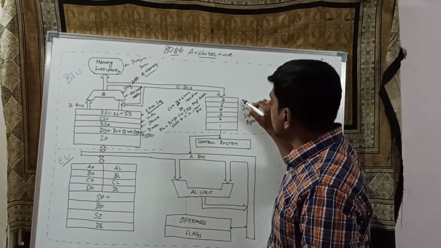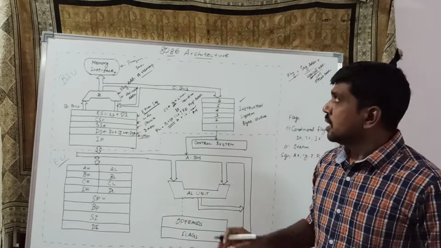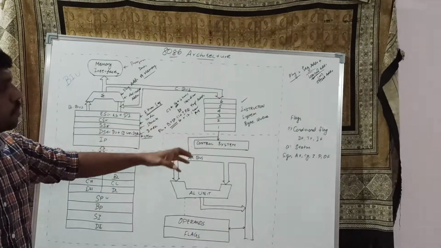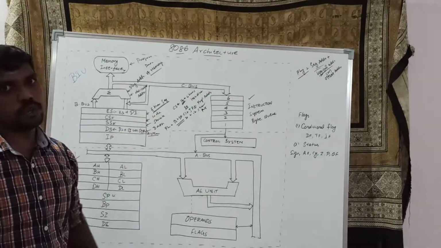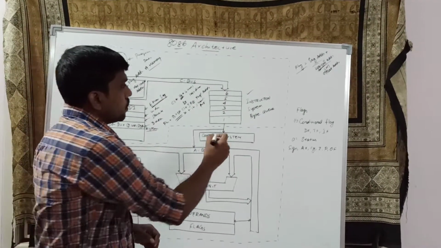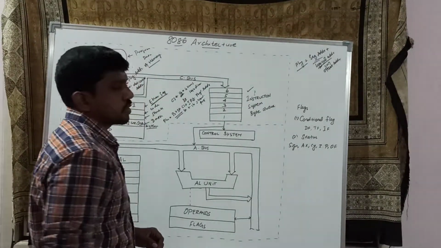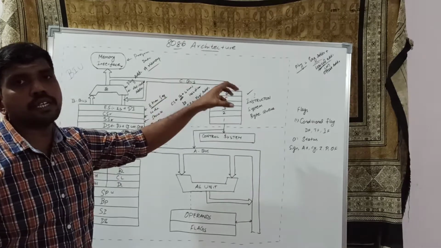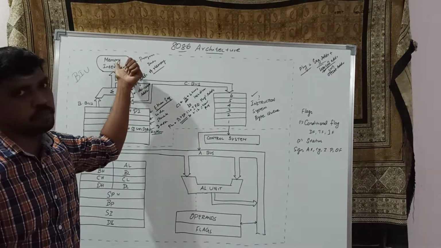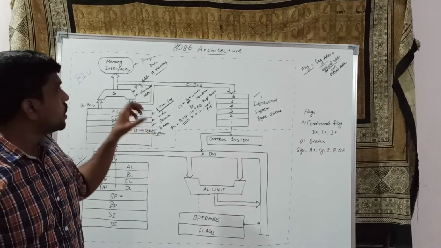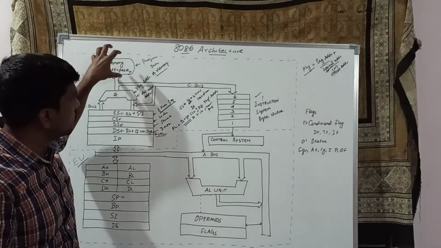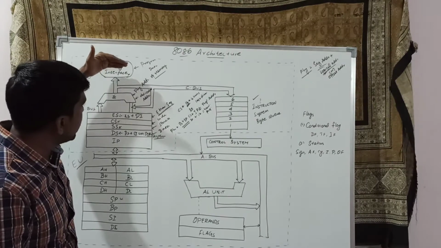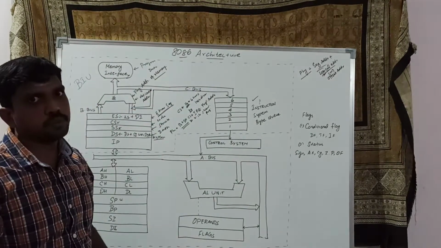The next block is the instruction queue. In this 8086 microprocessor, we are using one new block, the instruction queue. What is the purpose of this instruction queue? This instruction queue prefetches the instructions from the memory unit. The memory unit stores the whole instruction set, the whole program code. The code is sent to the instruction queue.